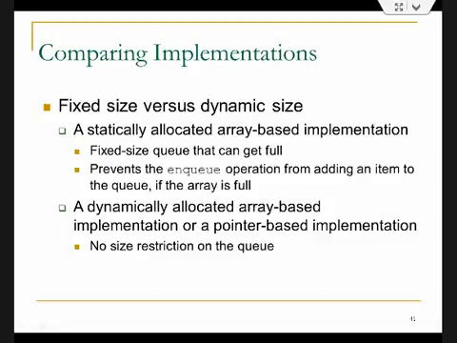So a statically allocated array-based implementation means that you have an array, and the array has a particular size. When you fill up the array, it's full. So the enqueue operation will go, uh-oh, cannot add one, so then you have to throw an exception. Whereas a dynamically allocated array-based implementation or pointer-based implementation says that, well, there's no size restriction as long as you've got enough memory, you can make it grow.